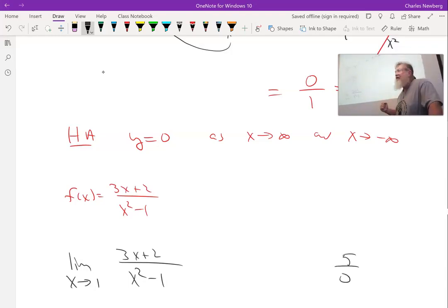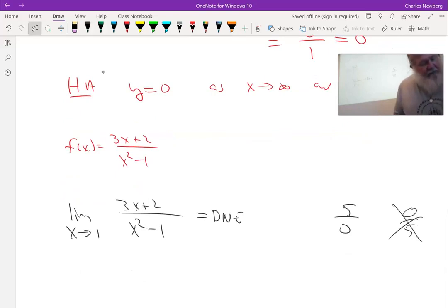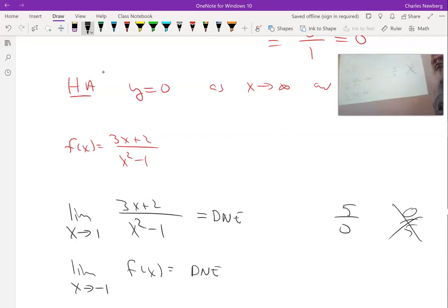Is 5 over 0 one of the forms where we do more algebra? When do we do more algebra? 0 over 0. 0 over 0 is when we do more algebra. Can we divide by 0? No. If this was 0 over 5, we'd say the answer is 0. But it's 5 over 0. So as we take 5 and divide it by numbers getting closer and closer to 0, what's happening? This is going off to either infinity or minus infinity. So what does this say? Does not exist. And likewise, the limit as x approaches -1 of that function will also not exist, because you won't get 0 in the numerator either.